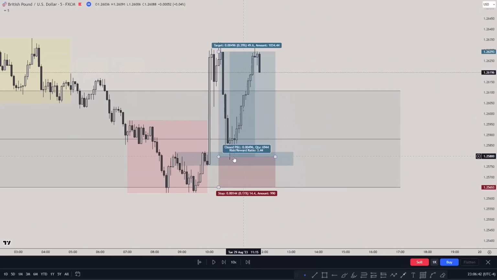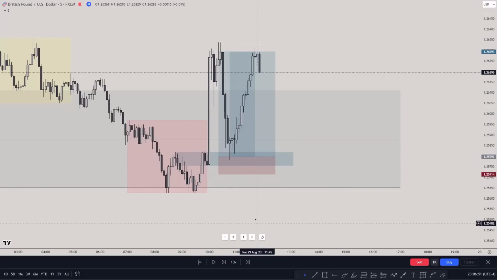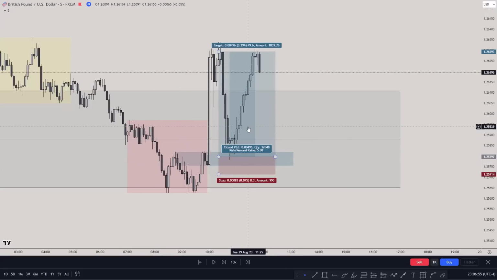So even if you enter this after the kill zone, it's going to be a winning trade. No drawdown, but you should always stick to your rules. So if you're not taking a trade out of the kill zone, then do not take this trade.